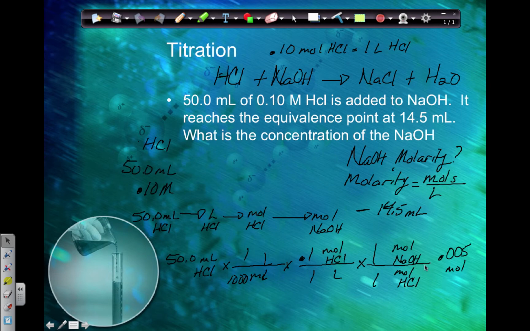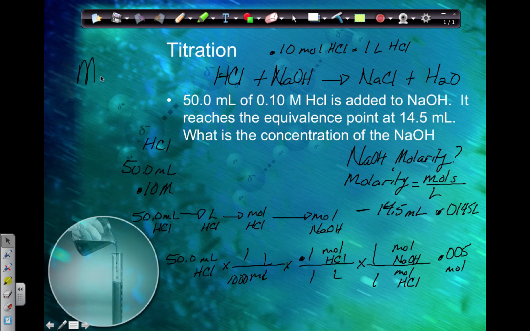So this is not my answer. It asks for a concentration, not the amount. So I'm going to use this to figure out my molarity. So molarity is equal to moles divided by liters. Well, I have this, so I need liters of solution. So 14.5 divided by 1,000 should give me 0.0145 liters.